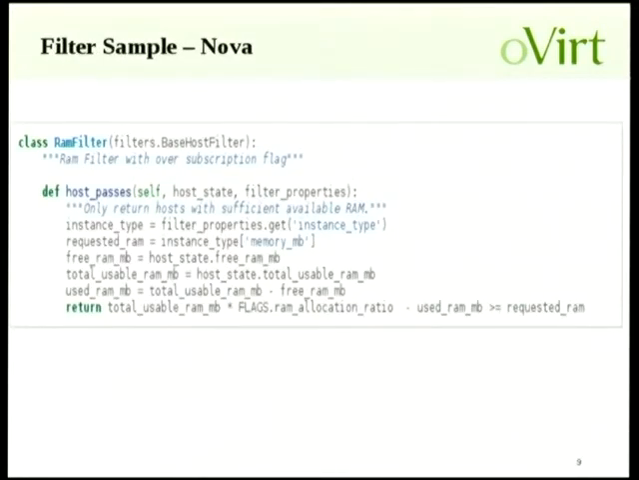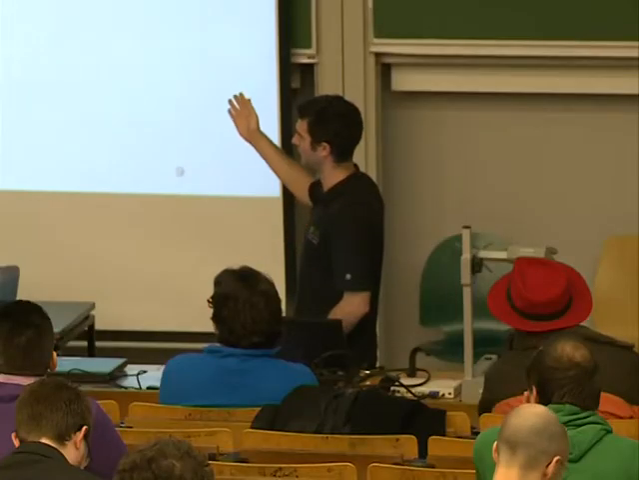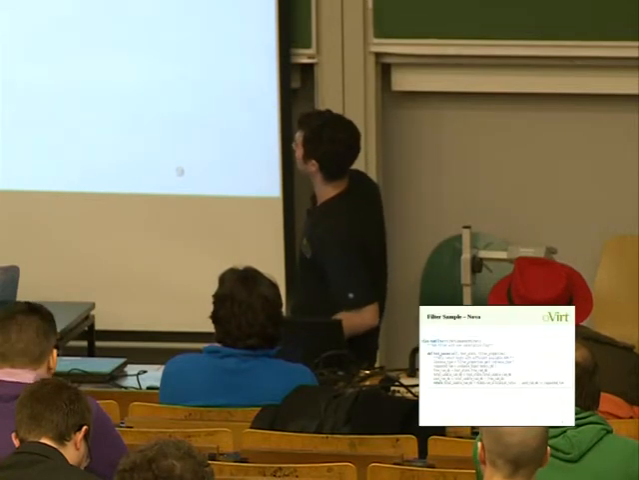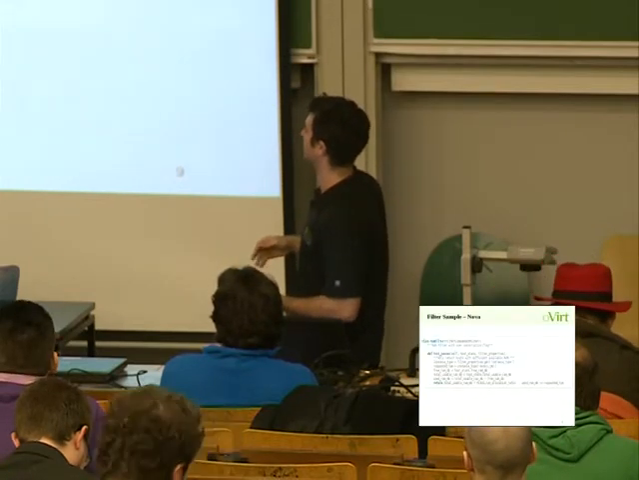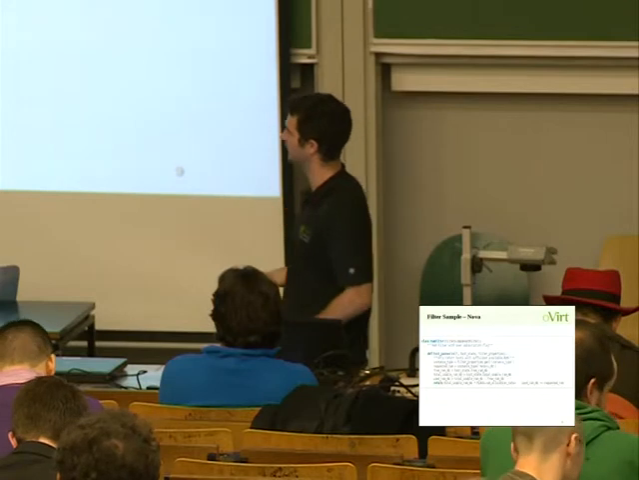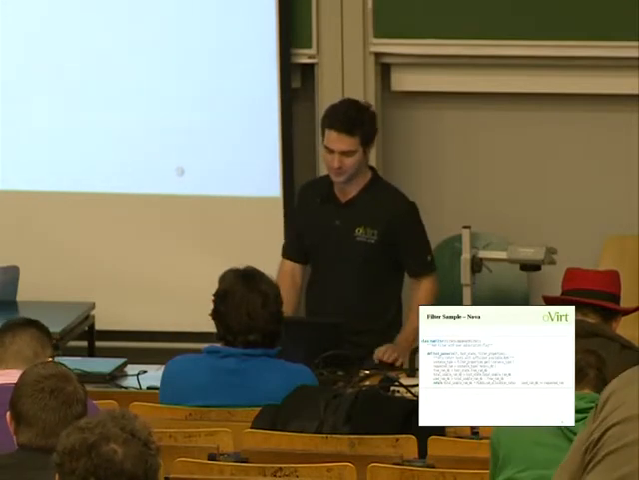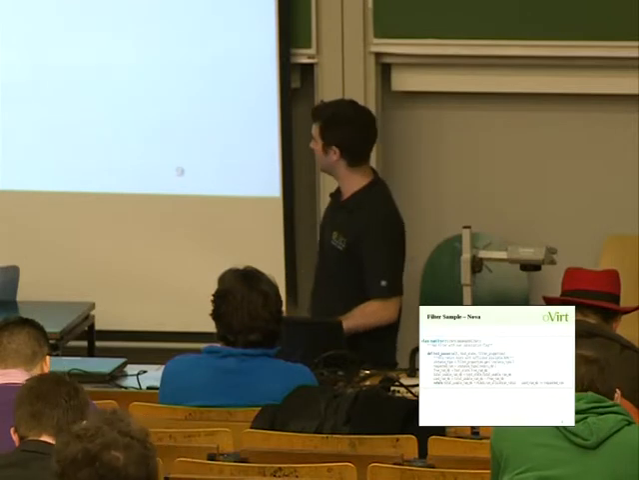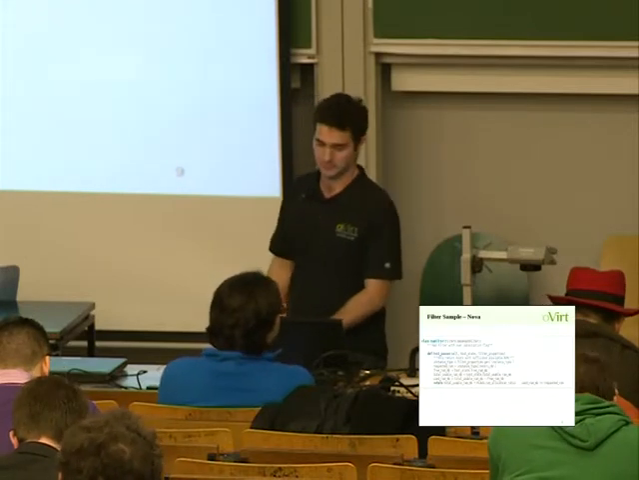Let's see a simple sample for Nova Scheduler. This is a RAM filter written in Python. Basically, it's a very simple method that gets a single host's data and a set of properties, and then runs really simple code that either decides this host is in the scheduling process or excludes it from the scheduling process according to the requested RAM for that VM.